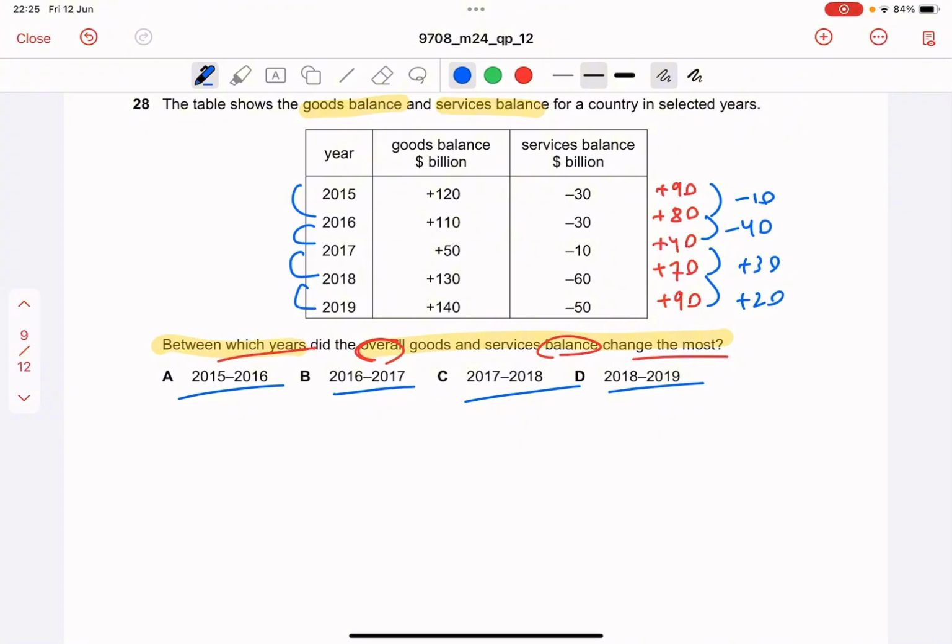So which option changed the most, right? Now, as you look at that, minus 40 is the greatest value, so this must be the greatest change. And that is between 2016 2017, which is this one. So the answer is B, and that is correct.